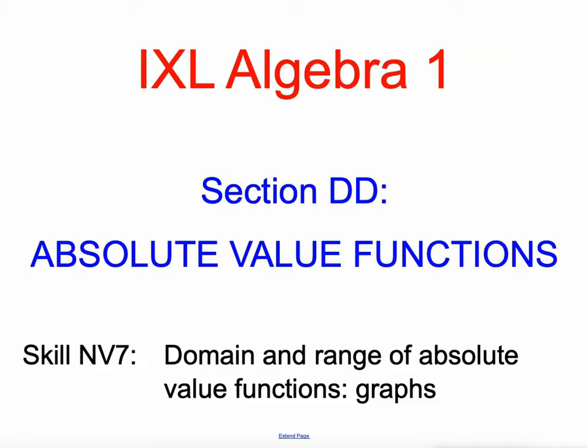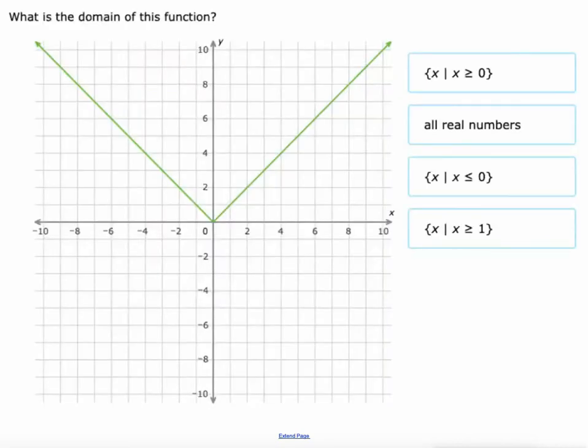Domain and range of absolute value functions, looking at graphs. Domain and range can be kind of confusing to people, but I think we'll get through this one pretty quick and hopefully you'll have a decent understanding. All right, so what about the domain here of this function, the domain of the function?